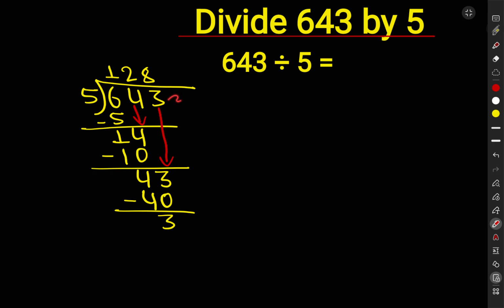So now we have no other number to put down. So we take here a decimal so that we put 0. So it is 30 and 5 times 6 is 30. On subtracting we get 0. So 643 divided by 5 is 128.6.